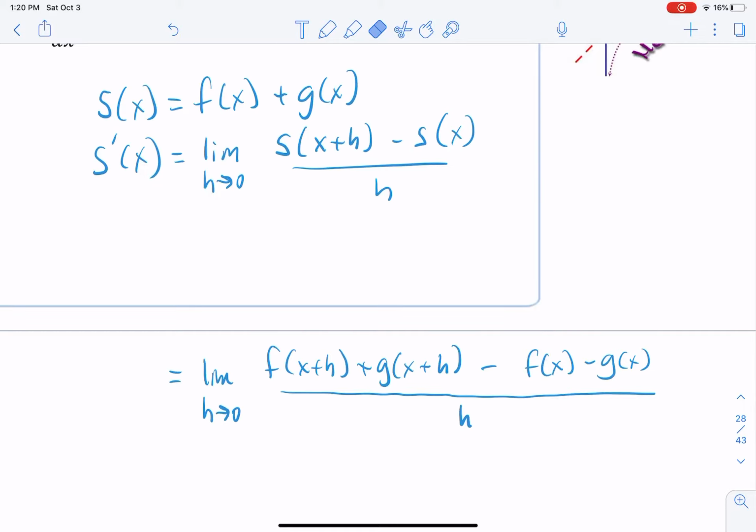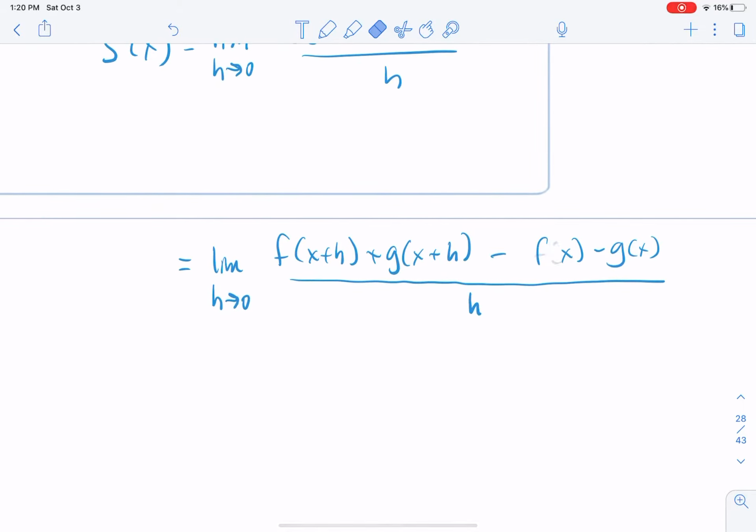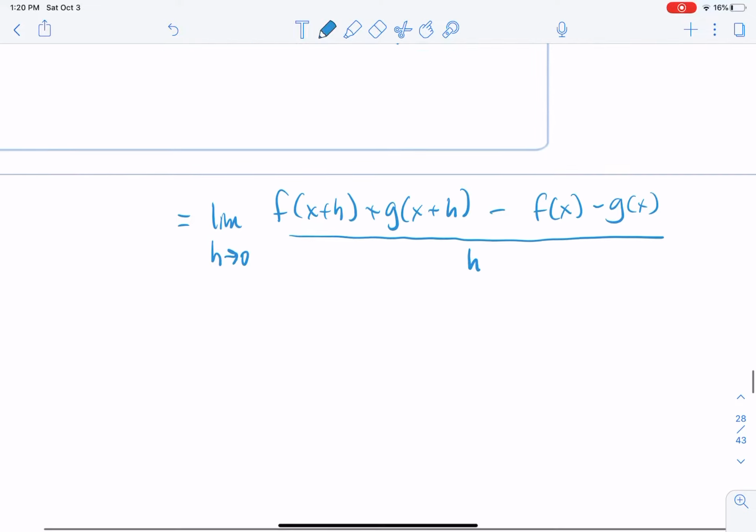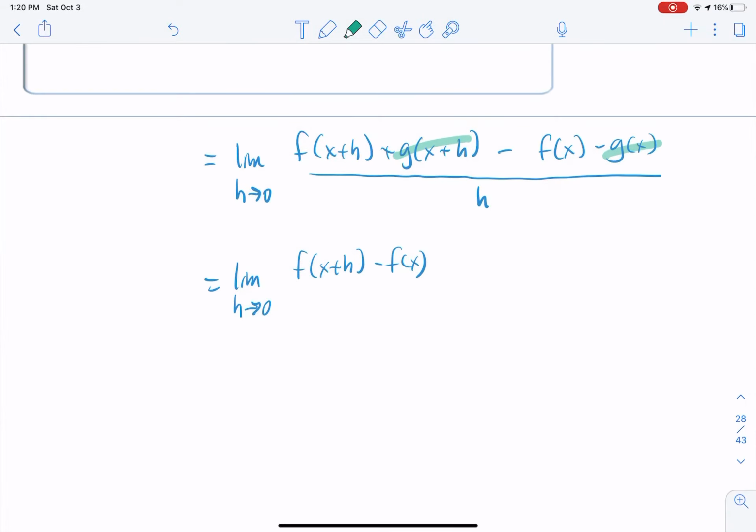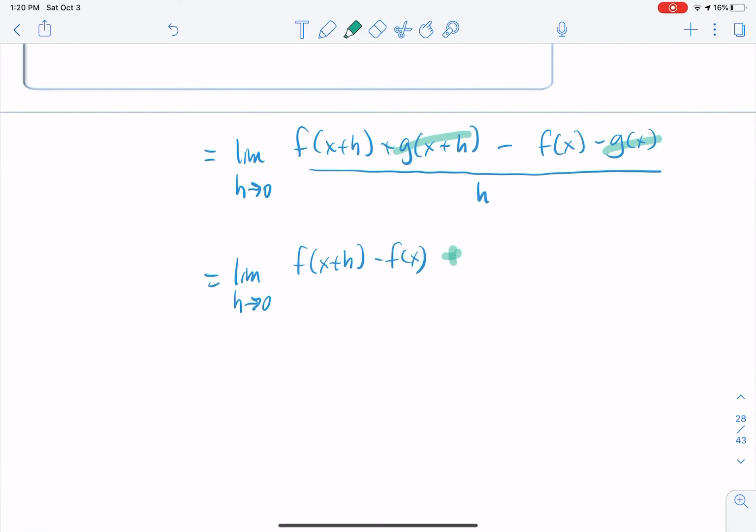Oh, I wonder if we could just rearrange things. This term here has f's in it, and this has f's in it. This has g's in it, and this has g's in it. What if we were to just rearrange it like this? This is all addition and subtraction. Doesn't really matter what order we go in as long as we keep the signs correct. So limit as h goes to 0, f of x plus h minus f of x, like that, right? And then I'm going to pair up the g's together like so, plus g of x plus h minus g of x, all of this over h. All right, now it's coming together.